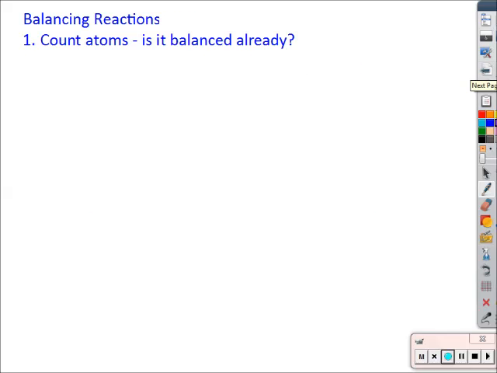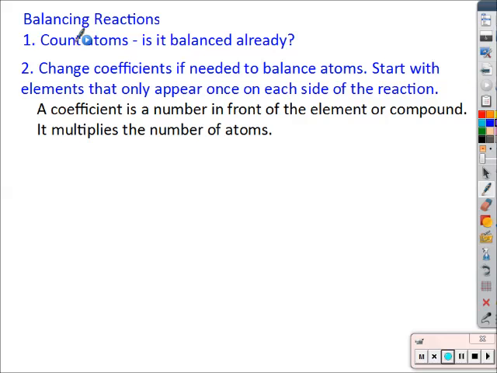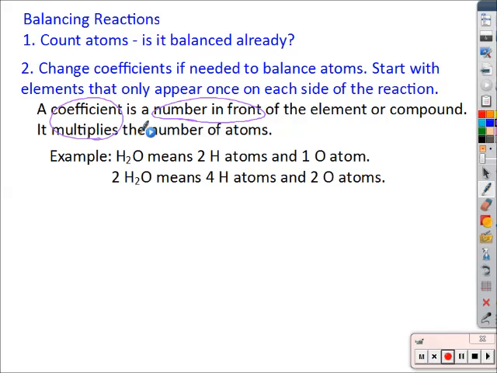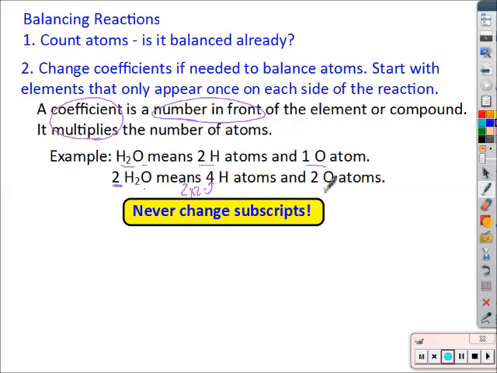So what we want to look at is how do I do it? First step is to count your atoms, what I just did. Is it balanced already? If the answer is no, then we need to change coefficients. What are coefficients? It's the number in front. That's what I change. That coefficient is a multiplier, not an addition, but a multiplication. It multiplies by how many are in there. For example, if I have H2O, I have 2 hydrogen and 1 oxygen. If I have 2 H2O, I have 2 times 2 equals 4 hydrogen, and 2 times 1, if there's not a number there, it's 1, means I have 2 oxygen atoms.